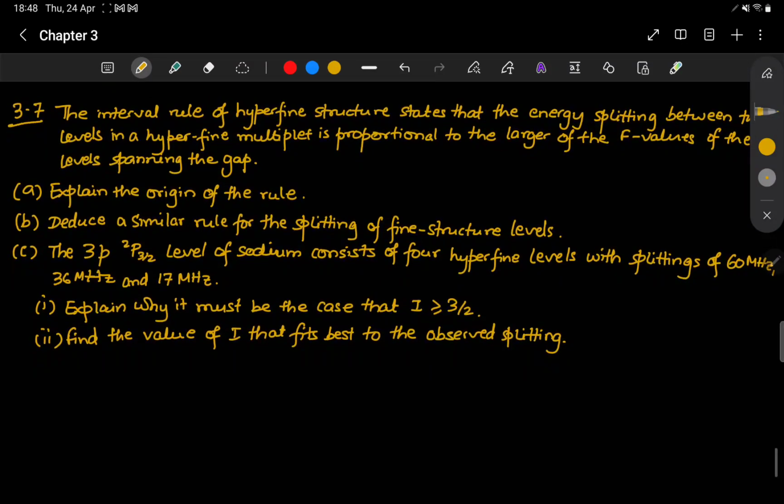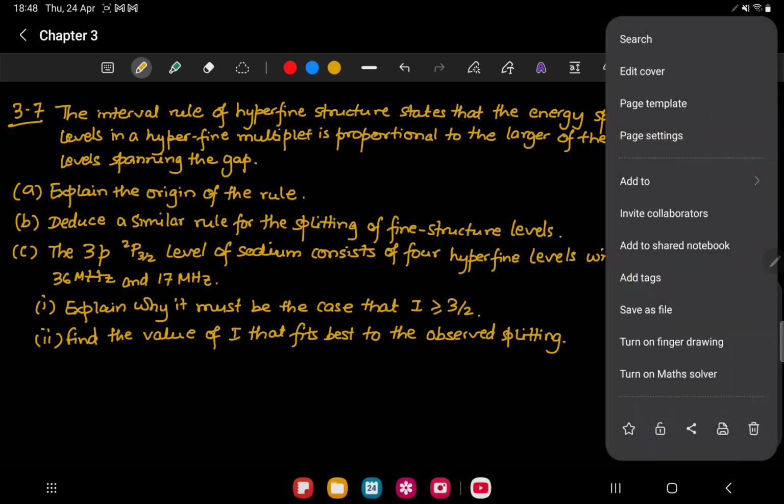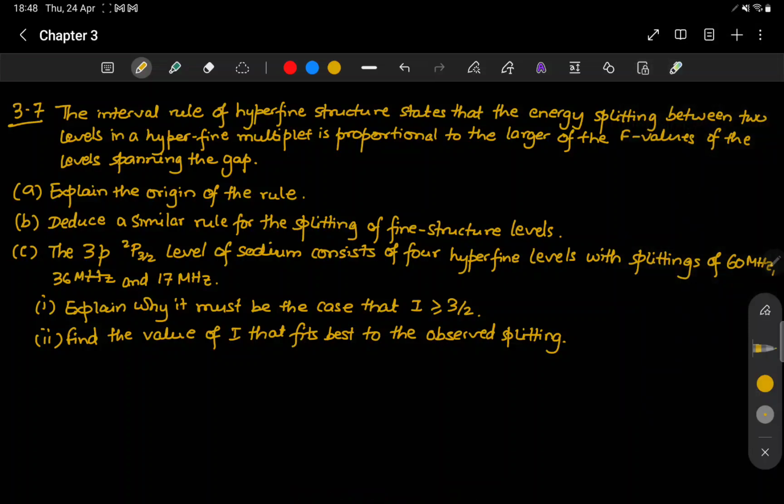This is question 3.7. This is a slightly long question. Let me read it out for you first. The interval rule of hyperfine structure states that the energy splitting between two levels in a hyperfine multiplet is proportional to the larger of the F values of the levels spanning the gap.